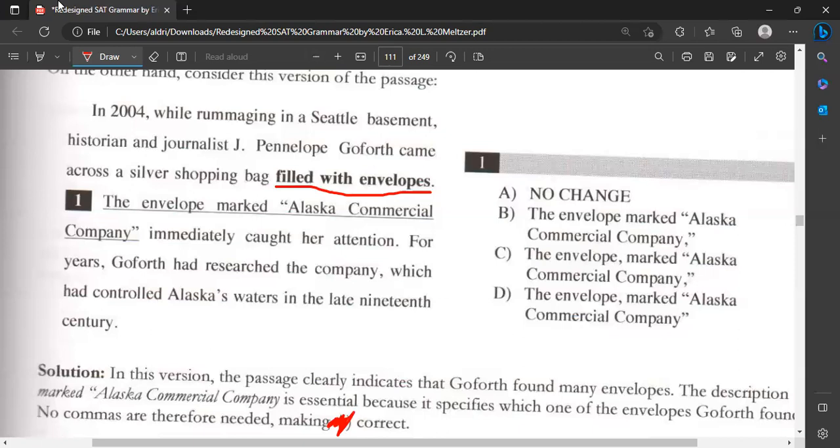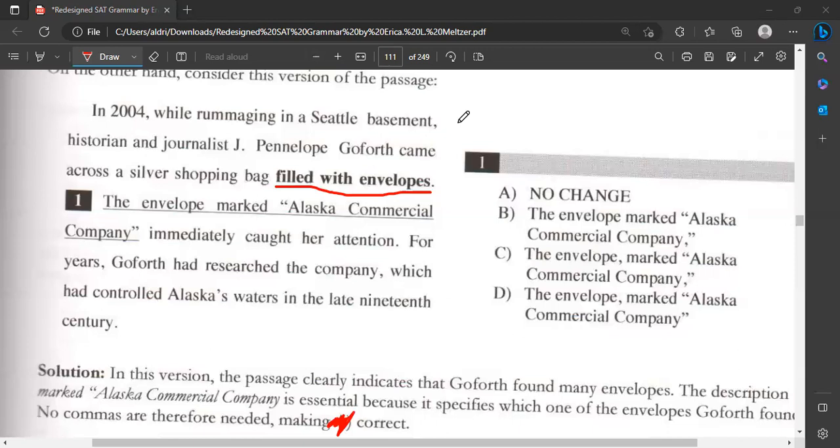Yeah, sure. First thing, we'll start off with canceling out choice B. It says the envelope marked Alaska Commercial Company. There's a comma right there, and there's a comma all the way down at the part that says research the company. If that is all taken out, it says that the passage has nothing to do with the company, which is the whole root of the passage. So that cannot be negated.